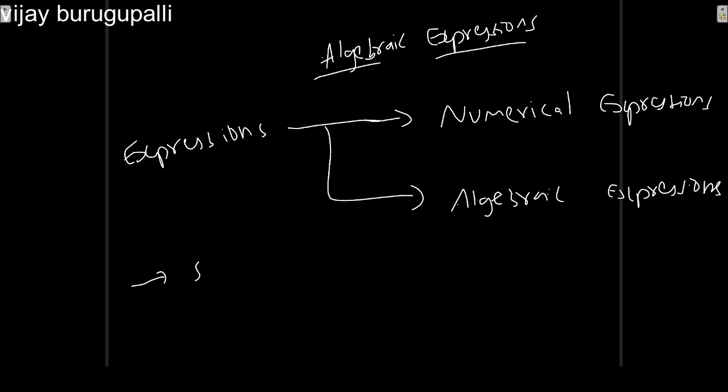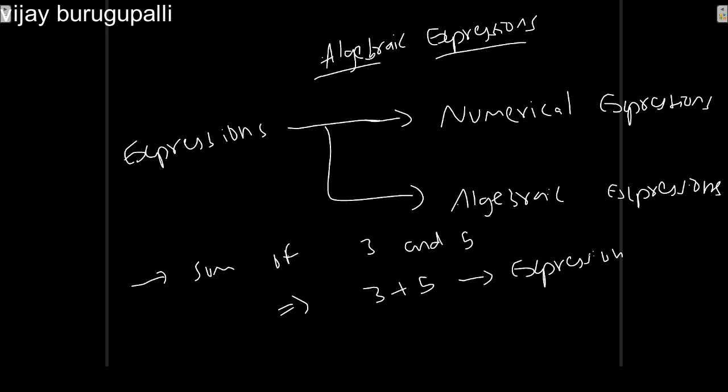For example, if you want the sum of 3 and 5, you can write it as 3 plus 5 in terms of expression. This 3 plus 5 is called an expression, and it is categorized as a numerical expression because here 3 plus 5 has only numerical values, that means numerical constant values. So this is called a numerical expression.